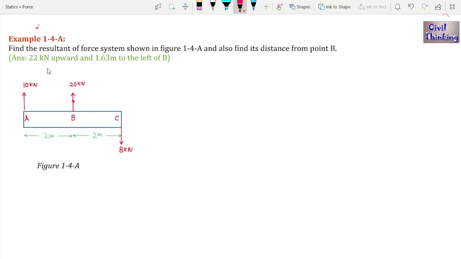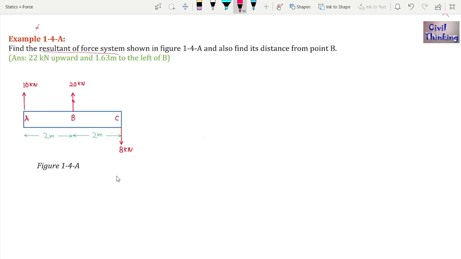Now here we have the problem. Find the resultant of the force system shown in the figure. This is the figure here. And also find its distance from point B. Now we have to find the resultant of this force system.